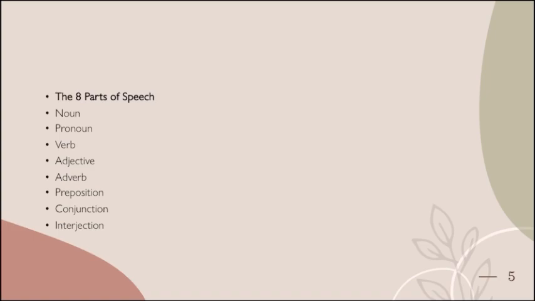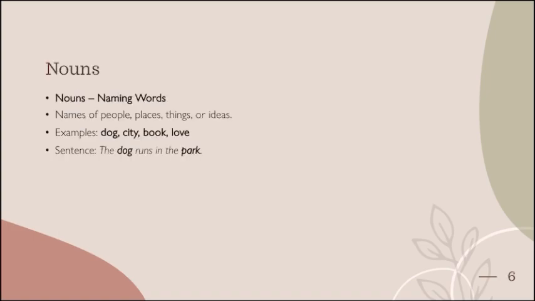Now, one by one, we are going to discuss the parts of speech with their examples. Noun, pronoun, verb, adjective, adverb, preposition, conjunction, and interjection. These are the 8 parts of speech which come under English grammar.